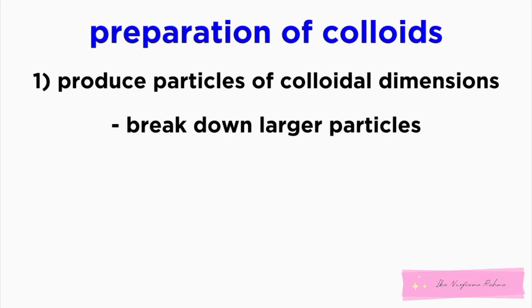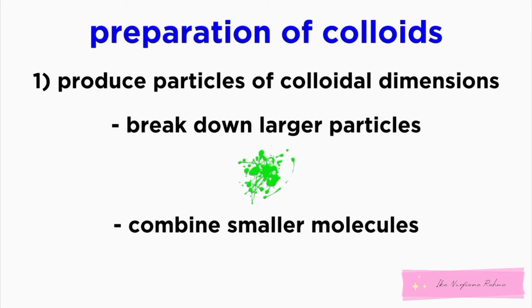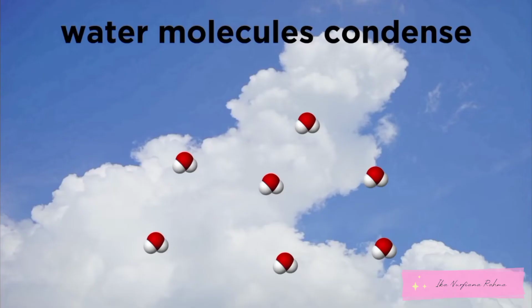There are two ways to prepare these particles. The first is by breaking down large particles. This is how many fine pigments are produced. The other way is by combining smaller molecules. This is how clouds form.